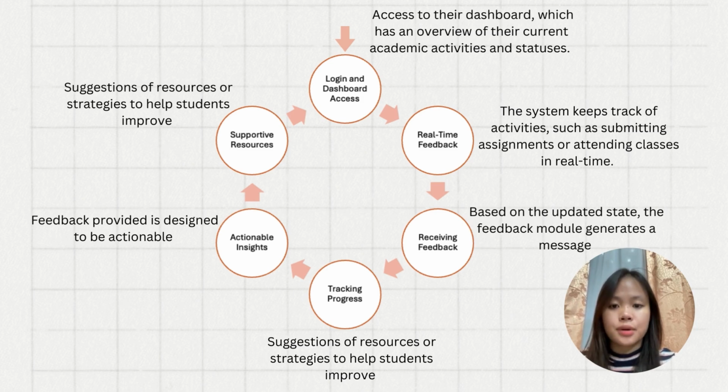Fourth, tracking progress. Students can view their progress over time, including the states they have transitioned through. This helps them understand their academic behavior patterns and areas for improvement. Fifth, actionable insights. The feedback provided is designed to be actionable. For instance, if a student missed a class, they receive a corrective message like "You missed a class today, try to attend all your classes to stay on track." This will encourage them to improve their attendance.